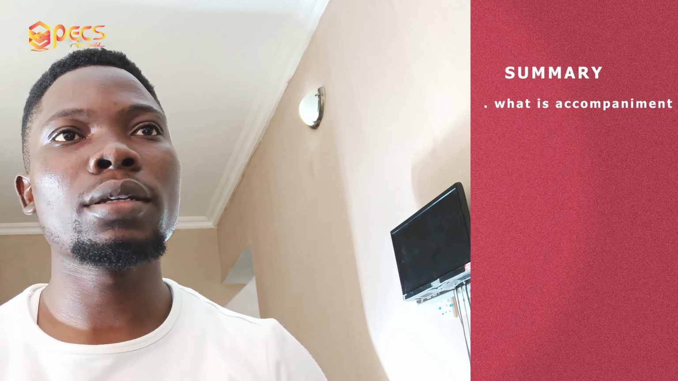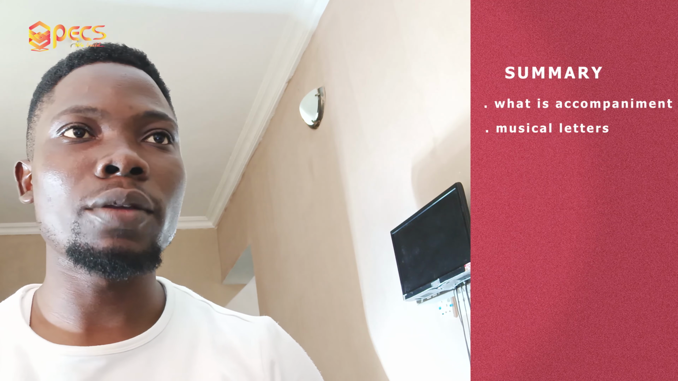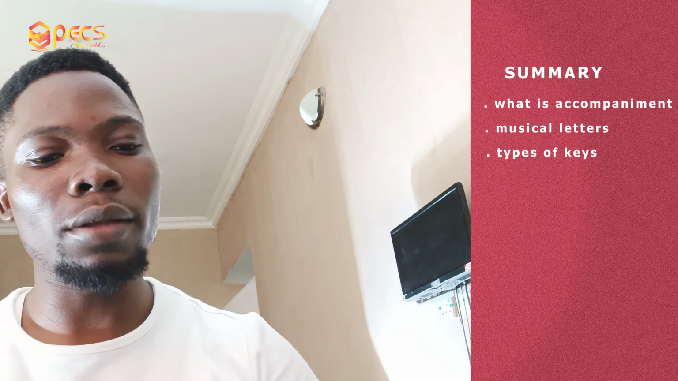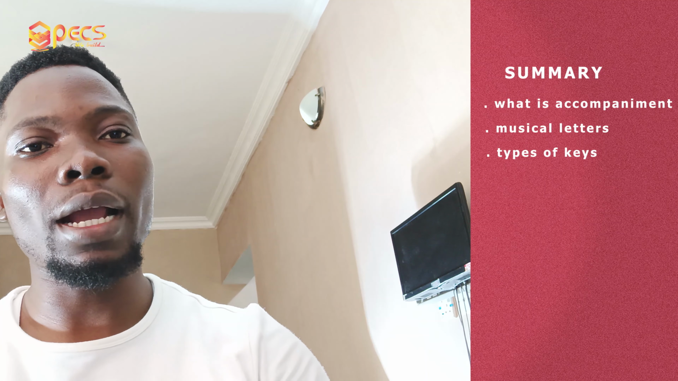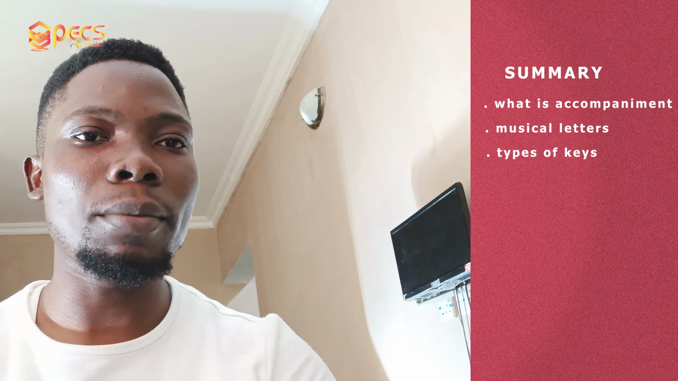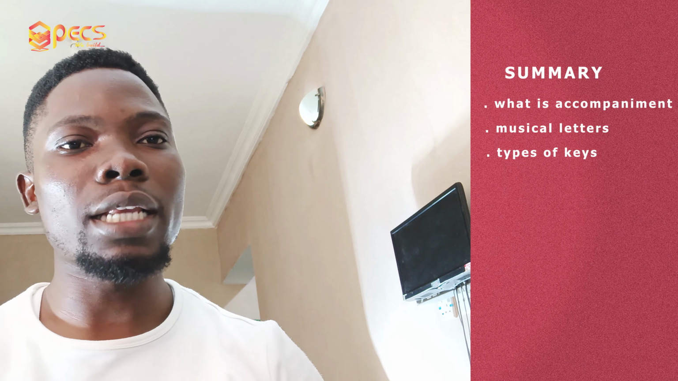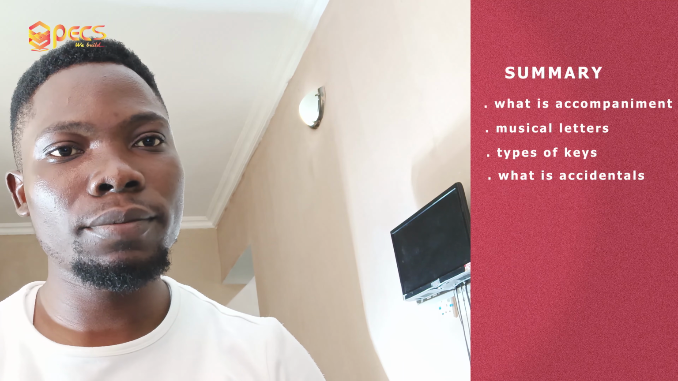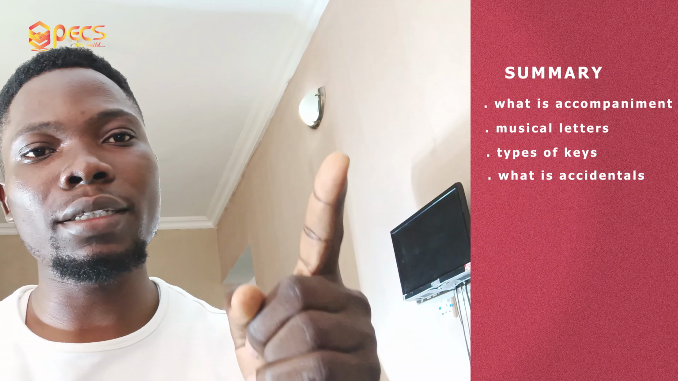So this is a summary closing of the first lesson. We've talked about what accompaniment is. We've talked about music letters. And remember, we said music has letters because it's also a language. Then we talked about the types of keys on the piano. We talked about the black and the white keys. And I said that the black keys can either be sharp or flat. With that, I explained what accidentals are. And I said accidentals are symbols. I explained the sharp, the flat, and the natural.